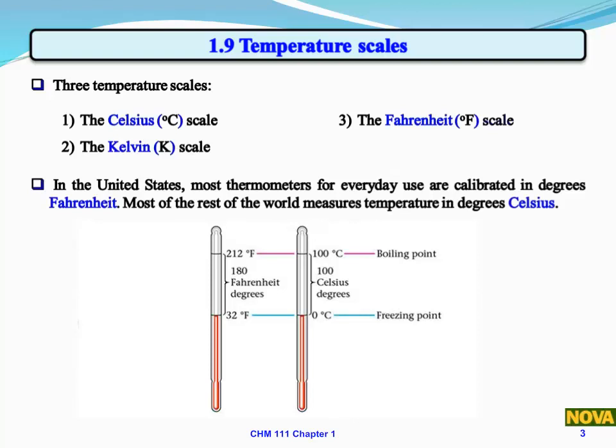On the Celsius scale, 0 degrees Celsius is defined as the freezing temperature of water and 100 degrees Celsius as the boiling temperature of water. The space between the two temperatures is divided into 100 equal intervals, which we call degrees. On the Fahrenheit scale, the freezing point of water is defined as 32 degrees Fahrenheit and the boiling temperature as 212 degrees Fahrenheit. The space between these 2 points on a Fahrenheit thermometer is divided into 180 equal parts, or degrees.